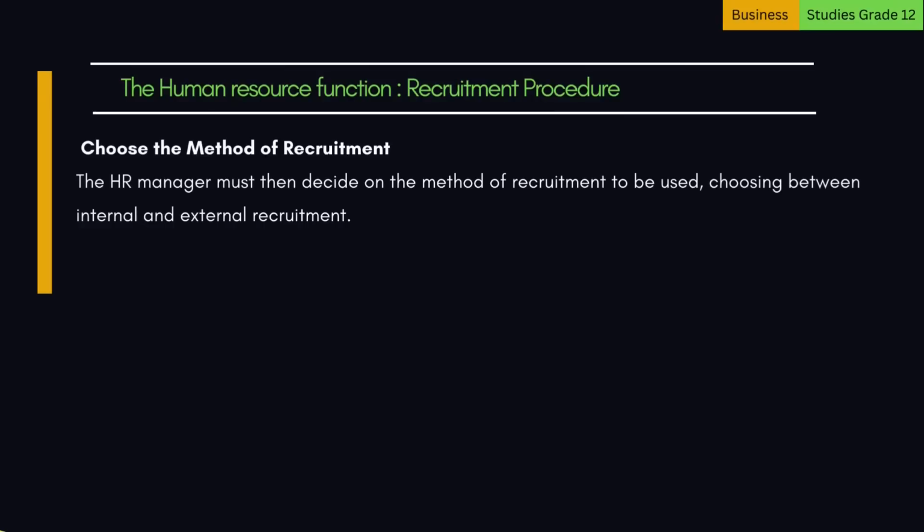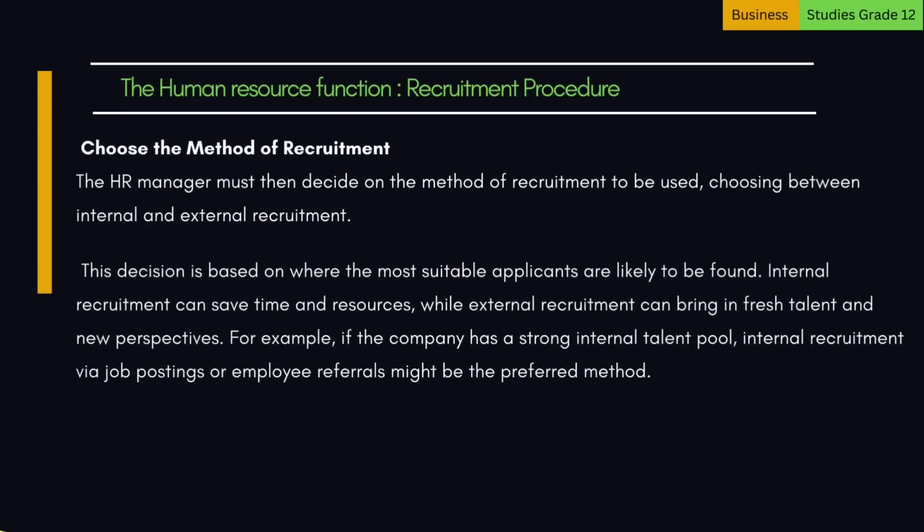3. Choose the method of recruitment. The HR manager must then decide on the method of recruitment to be used, choosing between internal and external recruitment. This decision is based on where the most suitable applicants are likely to be found. Internal recruitment can save time and resources, while external recruitment can bring in fresh talent and new perspectives. For example, if the company has a strong internal talent pool, internal recruitment via job postings or employee referrals might be the preferred method.